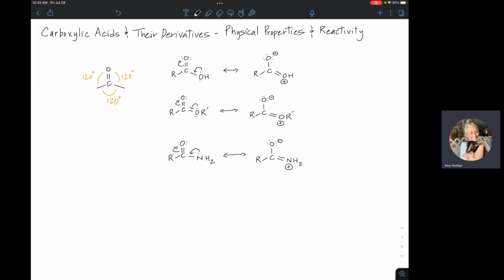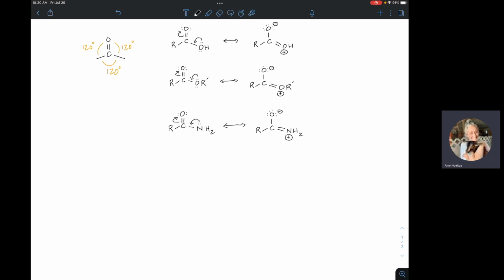So in other words, the resonance structure on the right for the amide makes a greater contribution than in the carboxylic acid or the ester because it's more stable. The nitrogen is less electronegative than the oxygen, and so it's better able to support the positive charge. What does that mean physically? Well, it probably means something specifically for, say, boiling points.